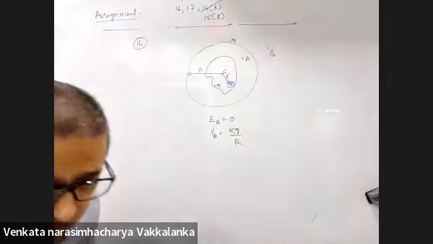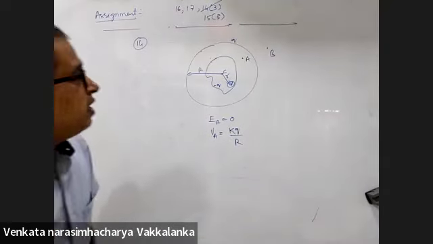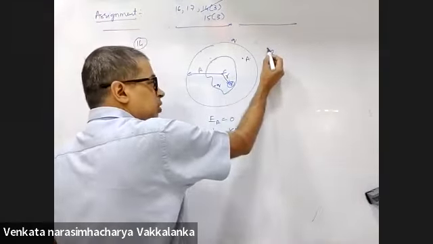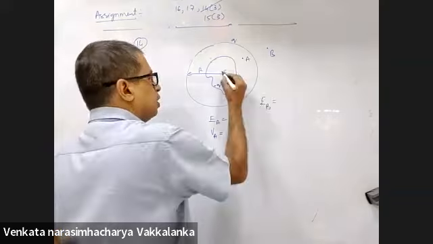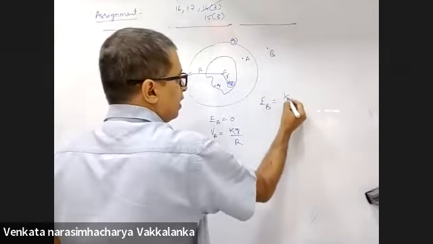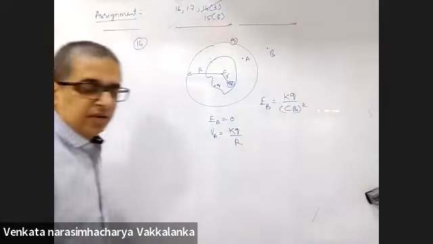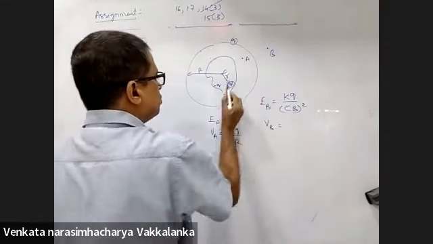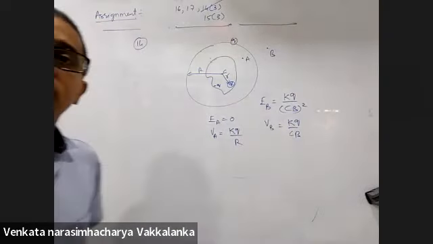Say something. Are you convinced? Yes, sir. Right? Field at B, you will have to give me this distance. Q and minus Q will cancel out at B. Do you agree with that? Yes, sir. Q and minus Q will cancel out. Only because of this Q, I will get KQ by CB. Give me the distance between CB, I'll tell you the field at B. Now, potential at B, also the same thing. These both will cancel out here. It will be KQ by CB. As simple as that. Yes, sir.